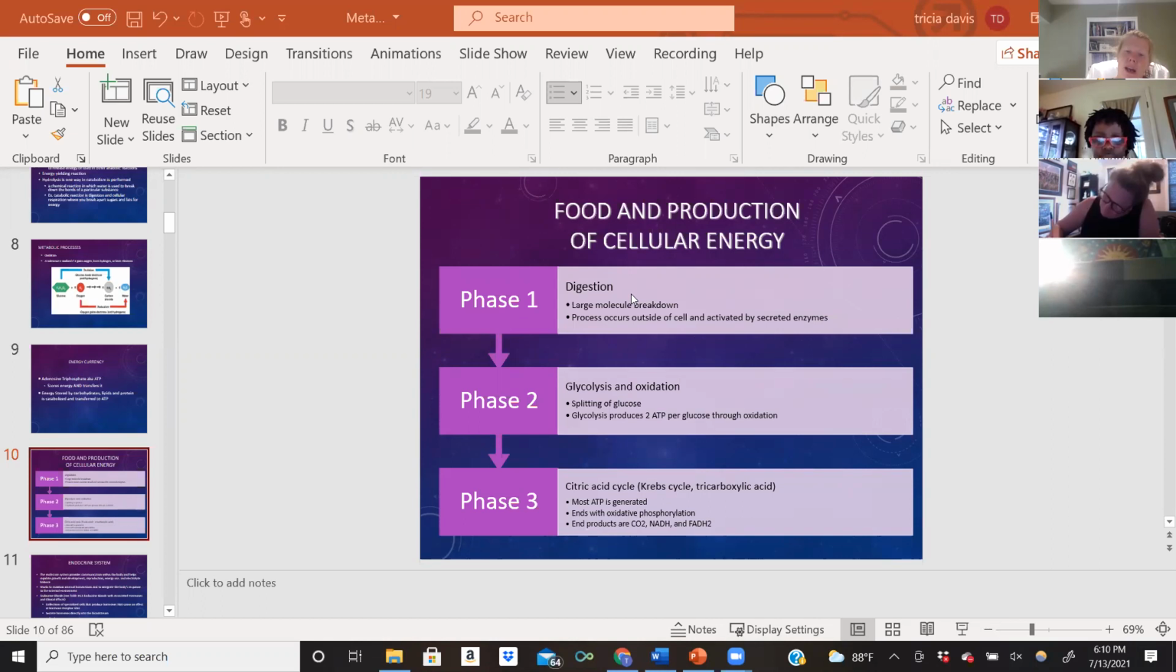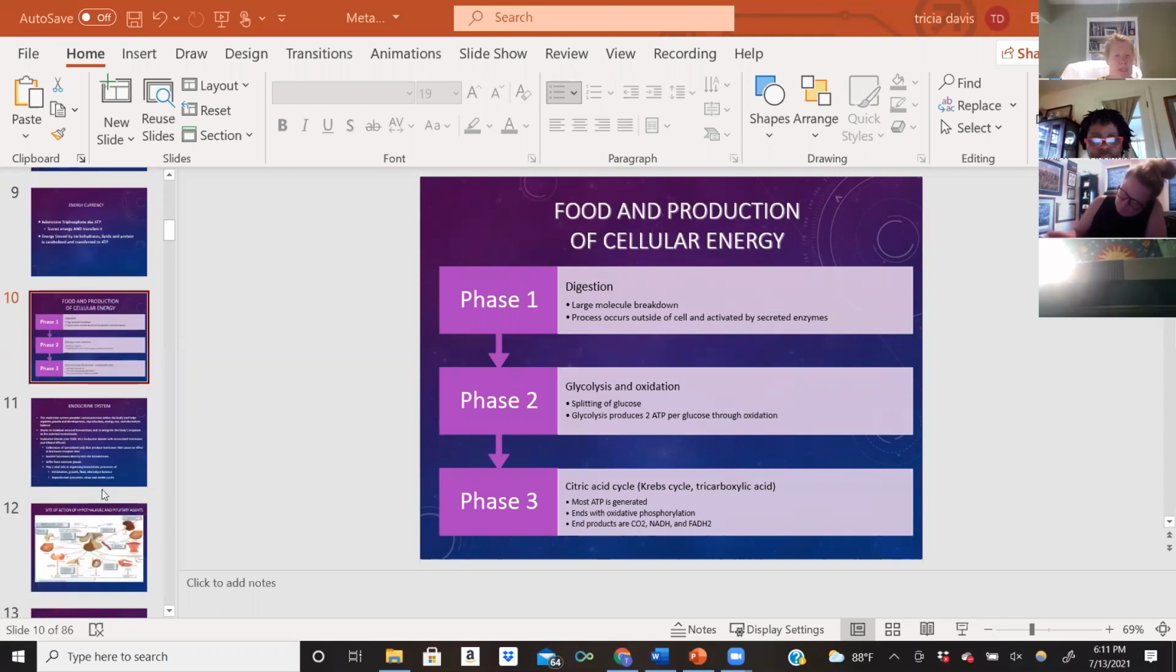And then we have the final phase, which is the Krebs cycle, also called the citric acid cycle. This is where most of our energy is going to be generated. It ends with oxidative phosphorylation, and our end products of the Krebs cycle are going to be CO2, NADH, and FADH2. I'm not going to test you guys on this. This is just kind of like a little refresher.